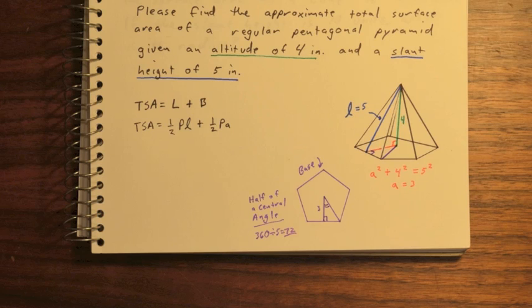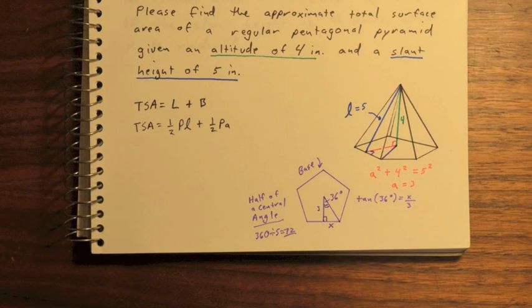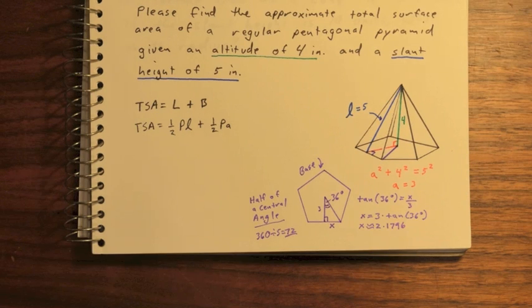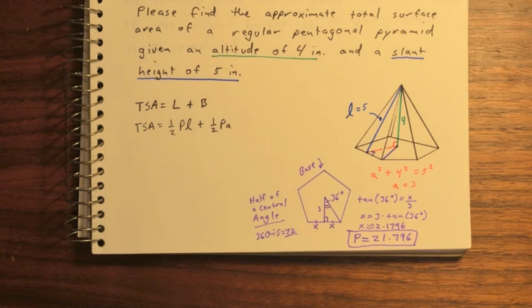First, we know one central angle is 72, and so half of a central angle is 36 degrees. And so we can find half of a side length using the tangent function. So half of a side is 2.1796. If you double that, you get one full side length. Multiply that by 5, you'll get a perimeter of 21.796.